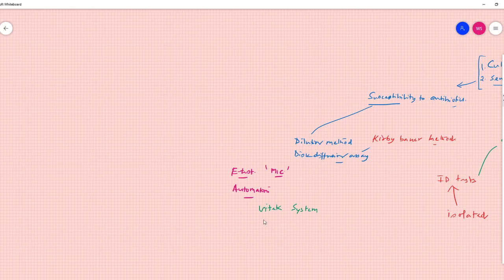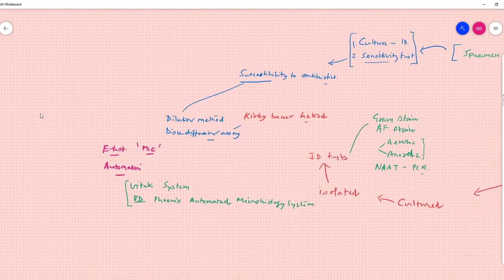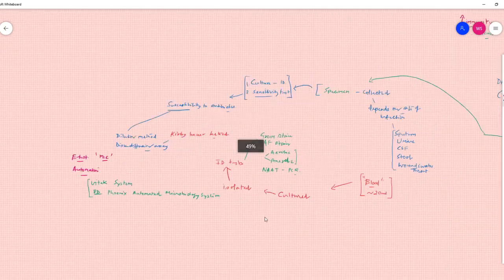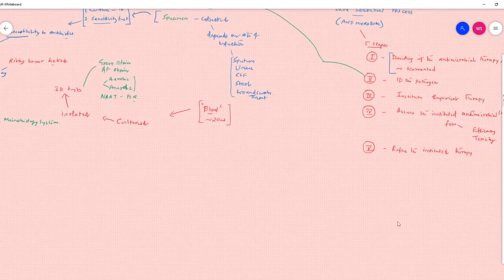And there is also another one by another company, which is BD. You know what BD is? BD Phoenix. It's called the Phoenix automated microbiology system. So this is the recent automation, which reduces the time for your result to come.